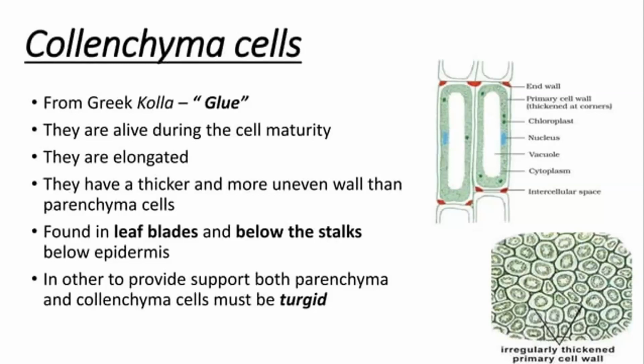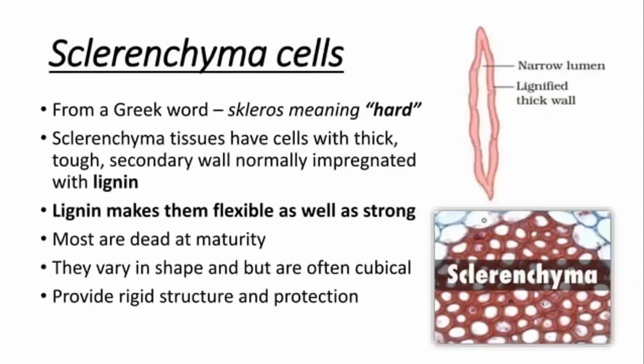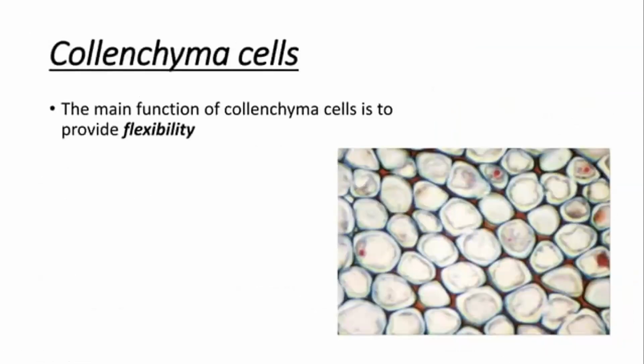So collenchyma are generally found beneath the epidermis. They are thicker and more uneven. Uneven thickenings are seen in this collenchyma. The main function of the collenchyma cells is to provide flexibility to the plant organs. Based on their thickenings, they are classified into different types: lamellar, lacunar, and angular.